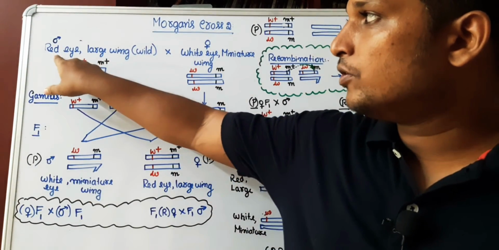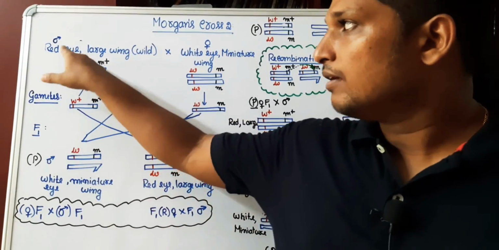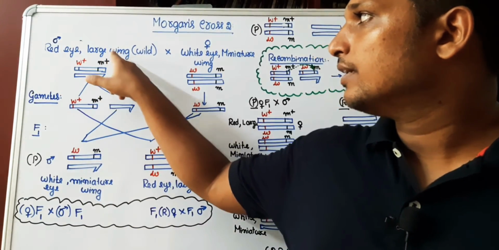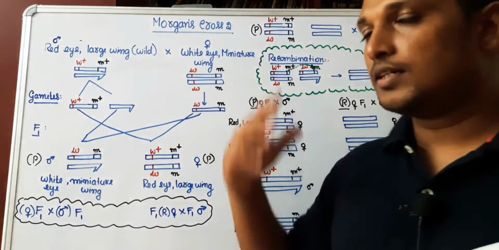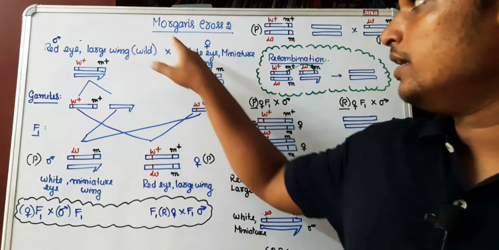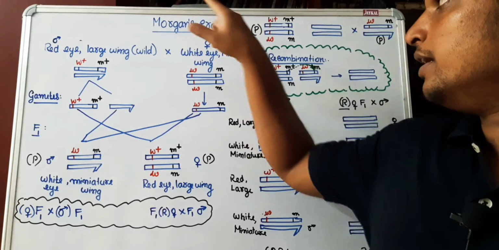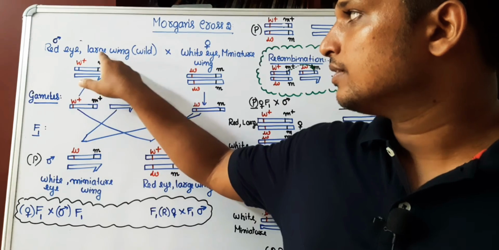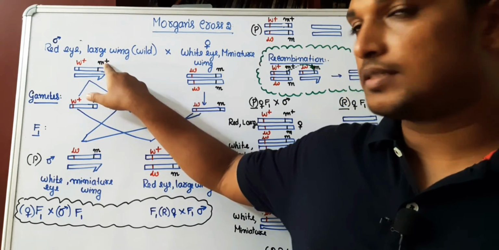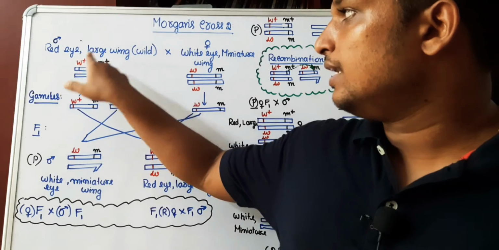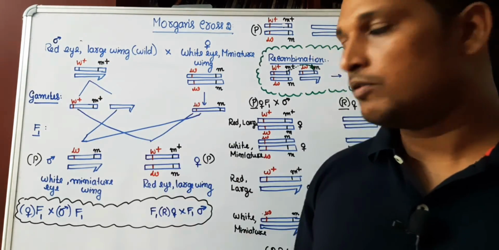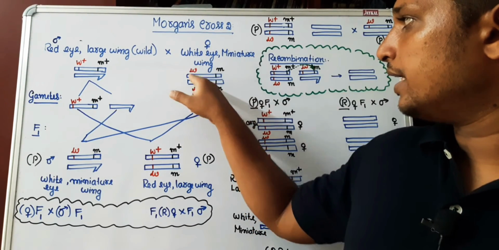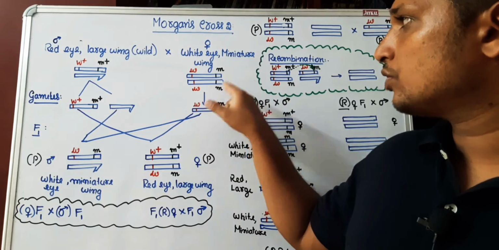In his laboratory he took a Drosophila male, which is wild, in the sense normal phenotype: red eye, large wing. In contrast to that, he took a recessive female. Red is dominant, white eye is recessive, large is dominant, miniature wing is recessive. Red eye is represented with W plus, large wing M plus, plus indicates dominant. Male has X and Y chromosome. This is how we have to represent. Female has 2 X chromosomes, both recessive, white eye, miniature wing, small w, small m.